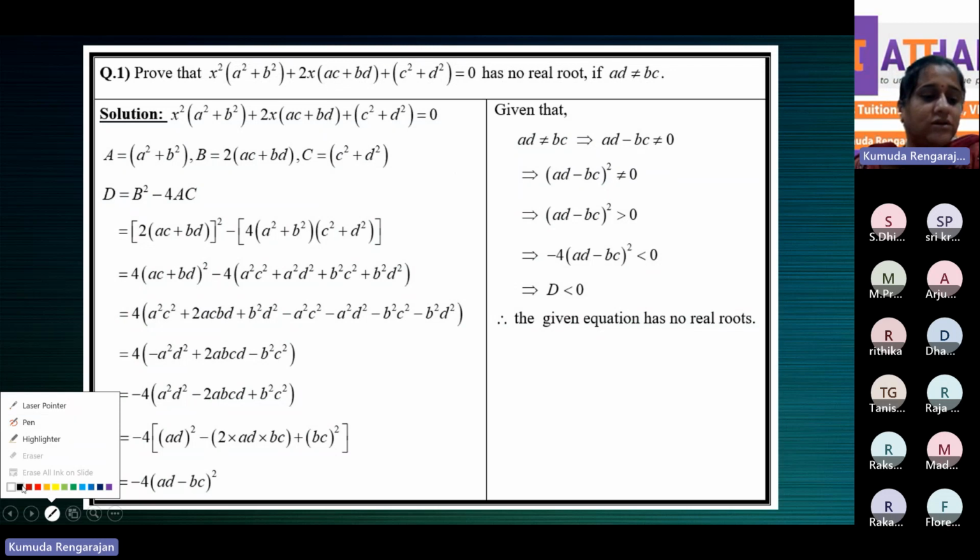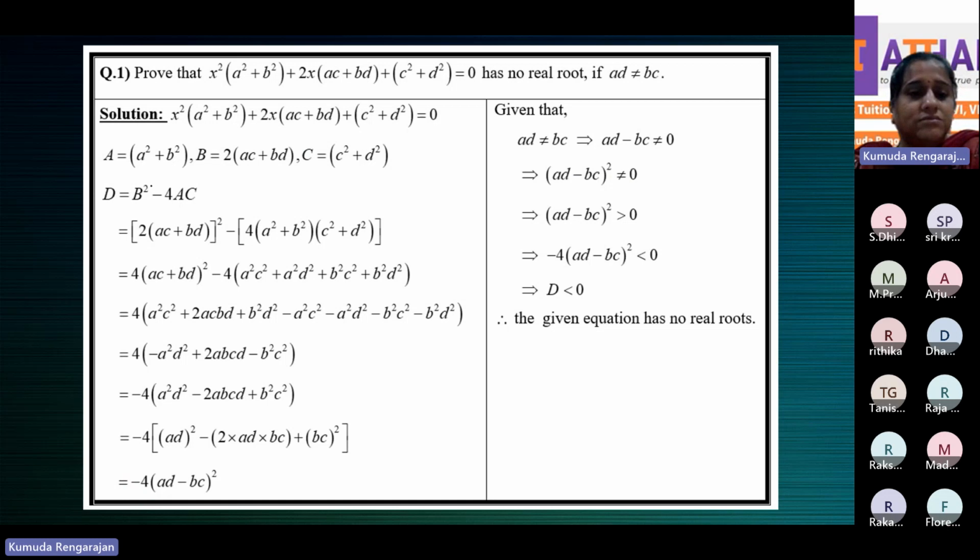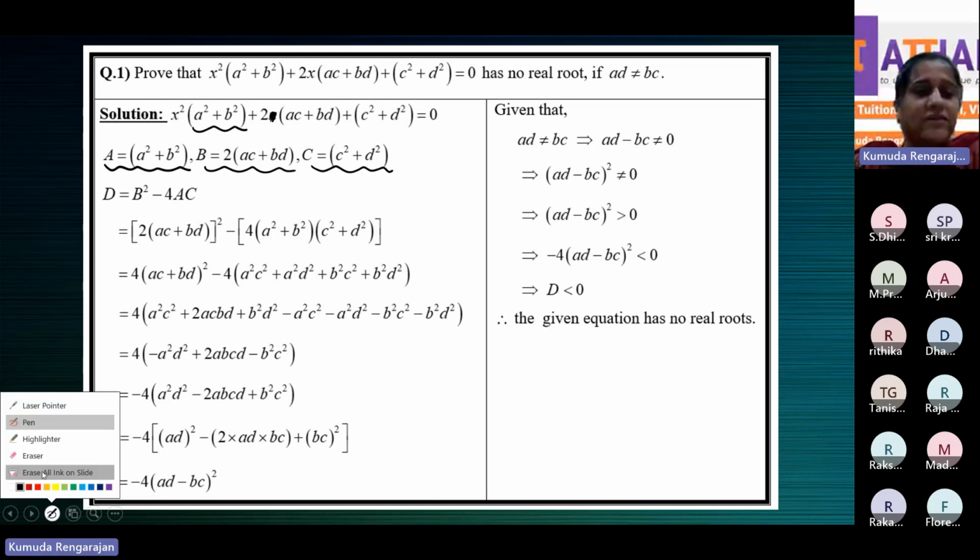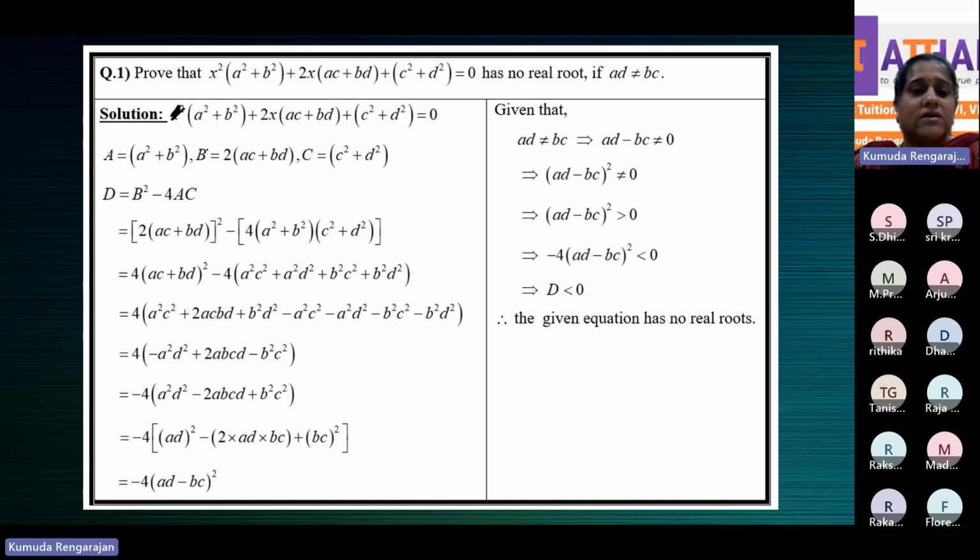So find d using the expression b square minus 4ac. See here. I told you this is A, B, and C. How do you find A, B, C? Take away the x square. This is A. Take away the x. This is B. And this is the constant C.